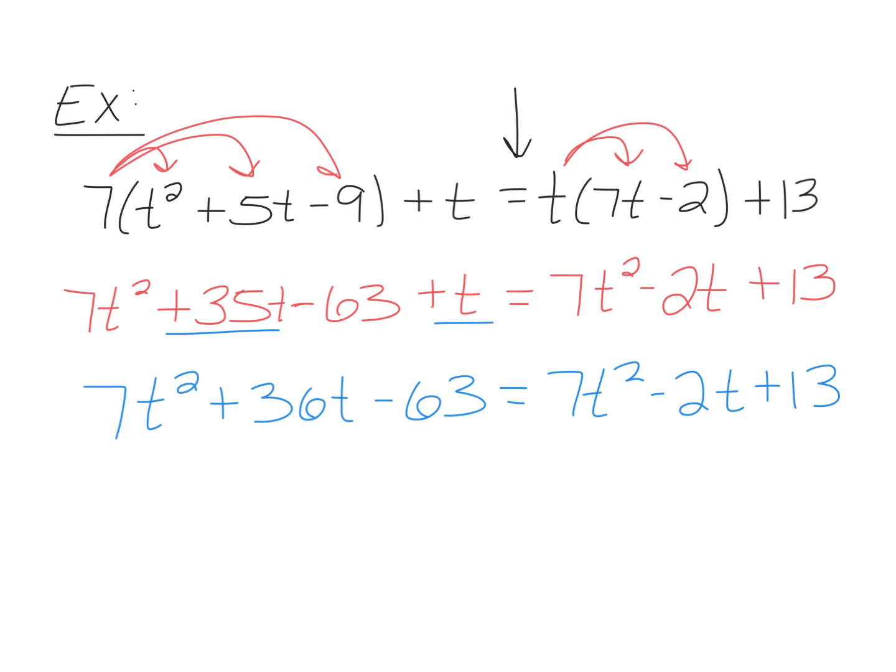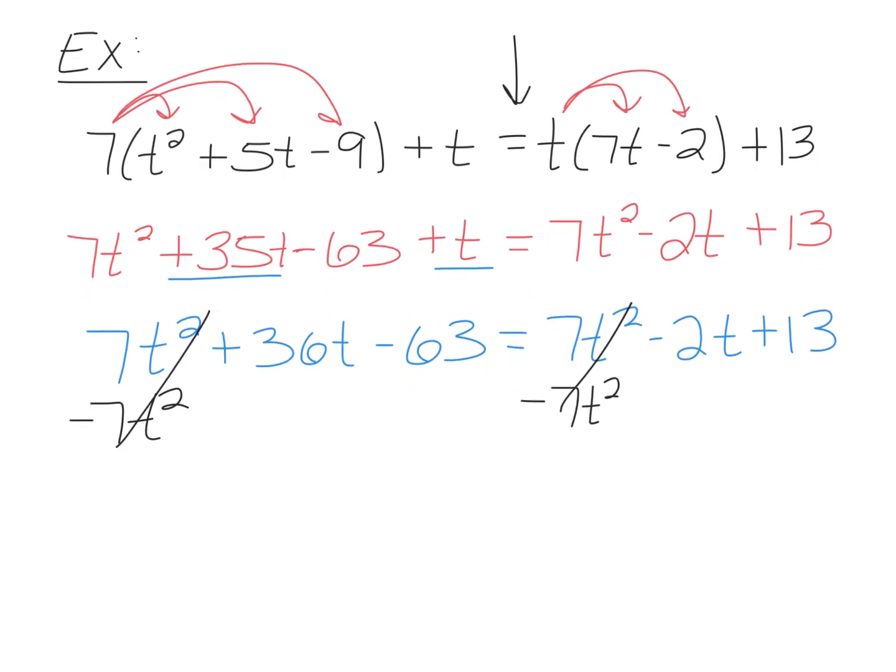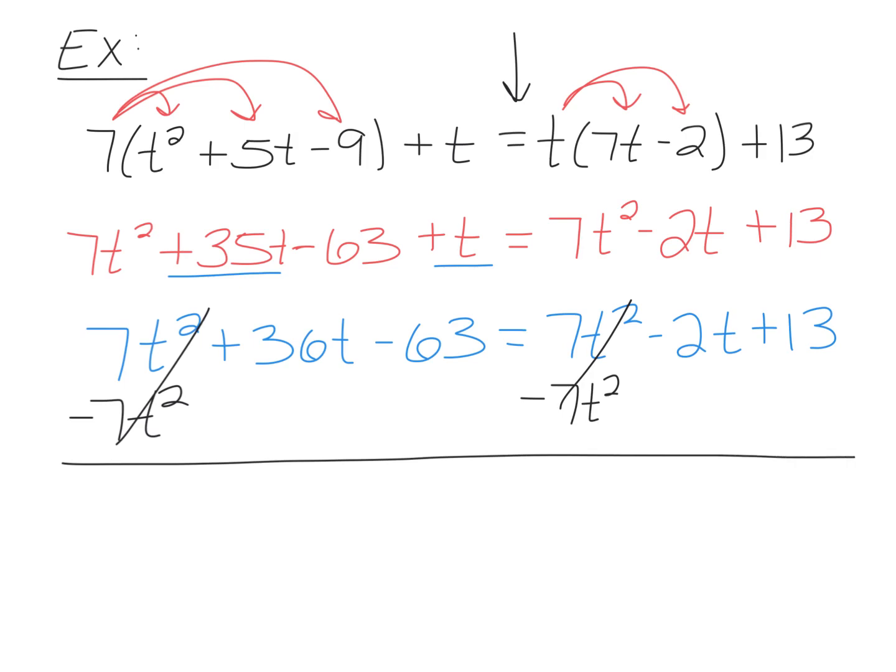Now we can start moving things on the same side and solving for t. I would always start with your highest degree. What's our highest degree? T to the second. Okay, if I move one of those to the other by subtracting, what's going to happen? They're going to cancel out. So I'm going to show that here. Subtract 7t squared because we want to get them on the same side. Well, those end up canceling each other out. So then rewrite what you have left. 36t minus 63 equals negative 2t plus 13.